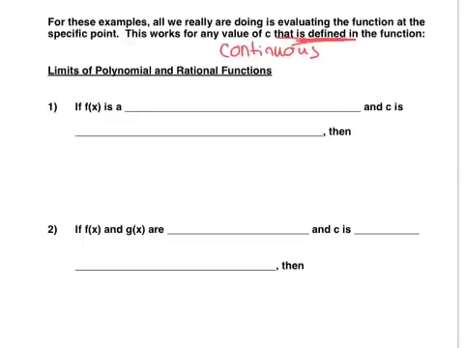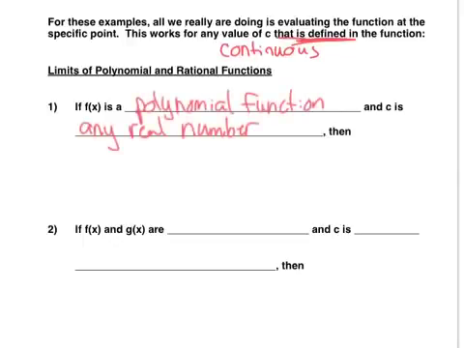So if f of x is a polynomial function and c is any real number, because we know polynomial functions are everywhere continuous, then the limit as x approaches c of f of x is just f of c. You're just evaluating the function.